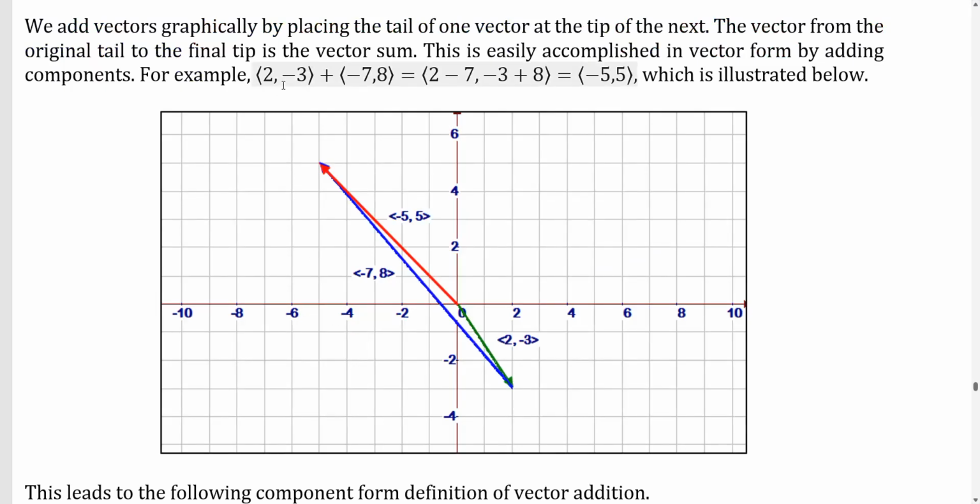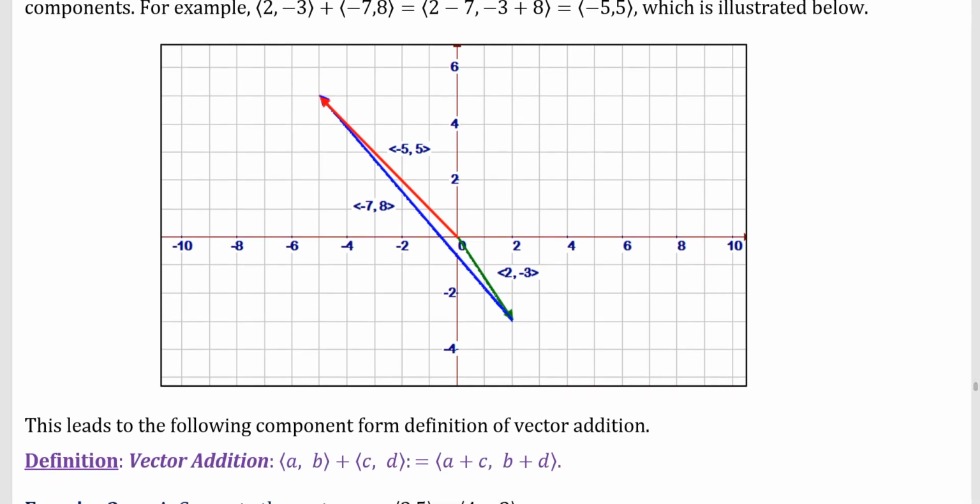So here's another example. 2, negative 3 first, that's the green one. Then the blue one, negative 7 and 8, left 7 and up 8. The net result is you started at the origin and ended 5 to the left and 5 up from that point. That's the red vector there. You can find it by just taking 2 plus negative 7 to get negative 5, and negative 3 plus 8 to get 5. So it's pretty easy to add vectors if they're in component form. So vector AB plus vector CD is vector A plus C, comma B plus D.